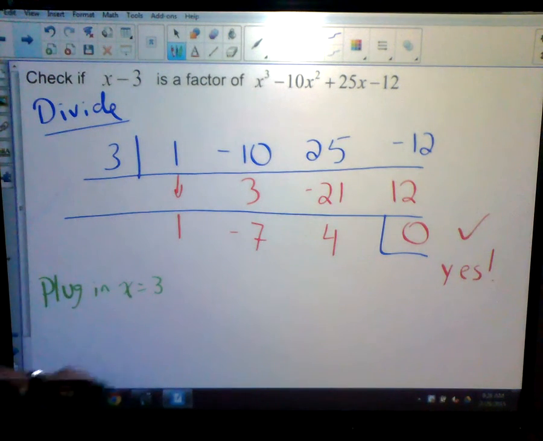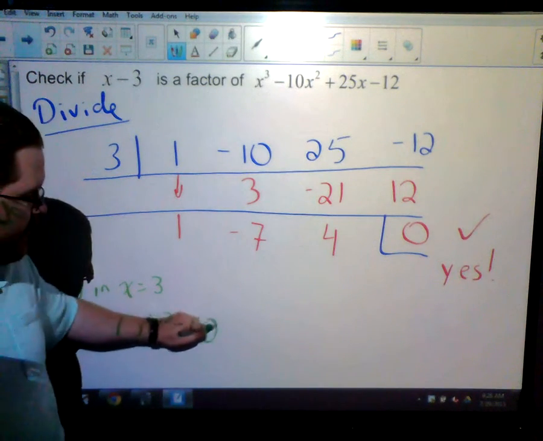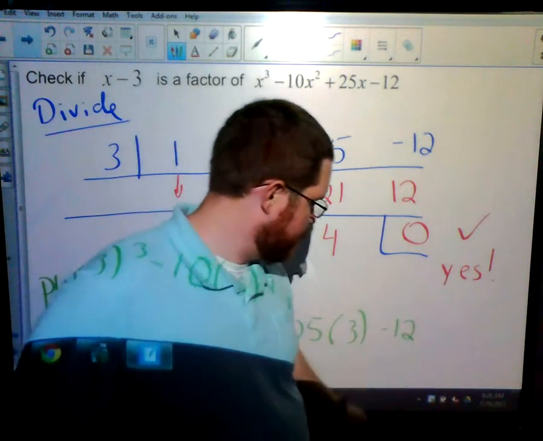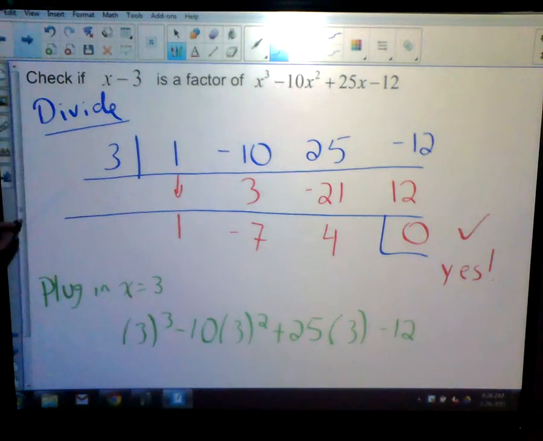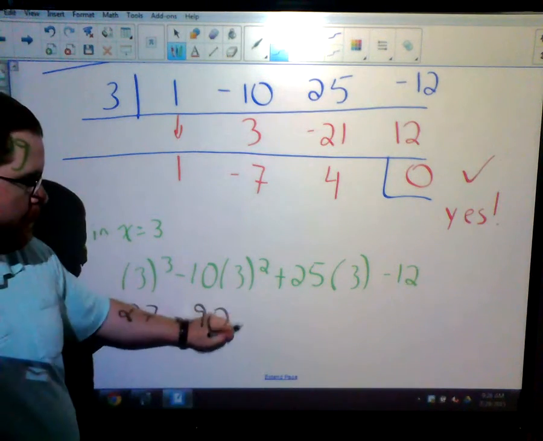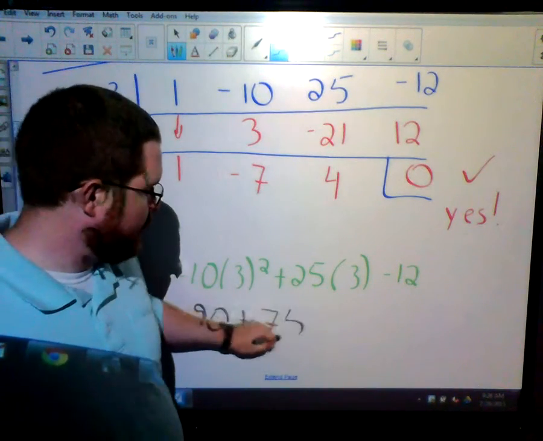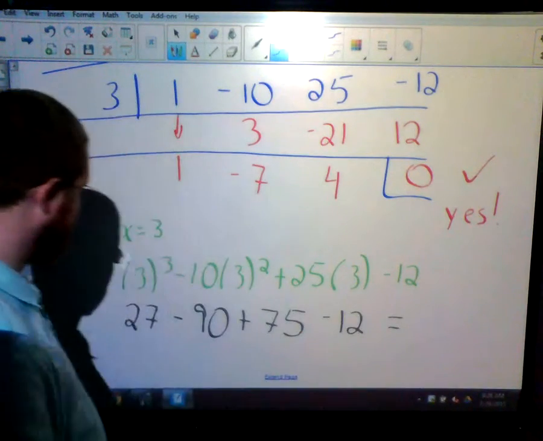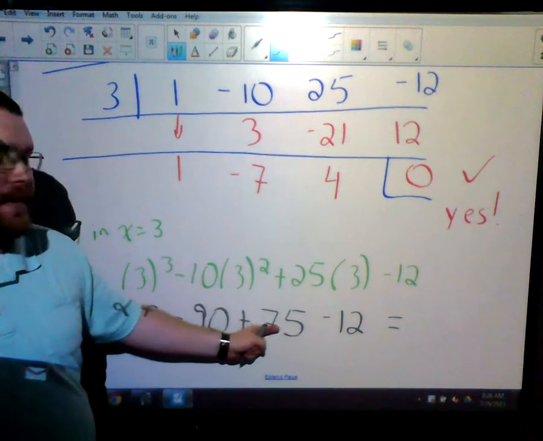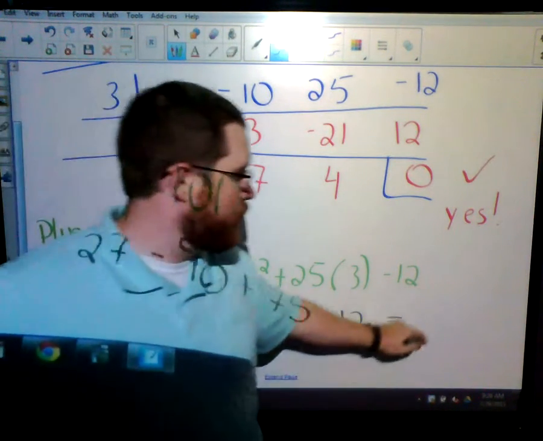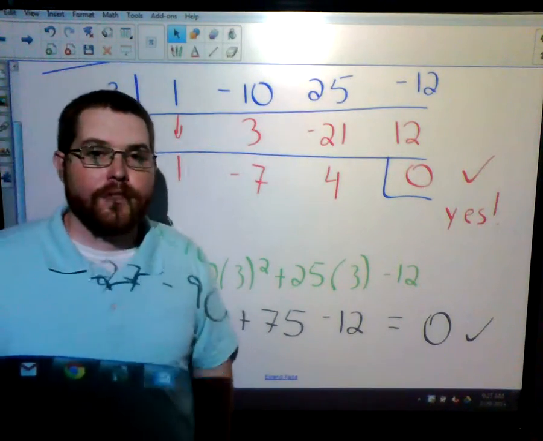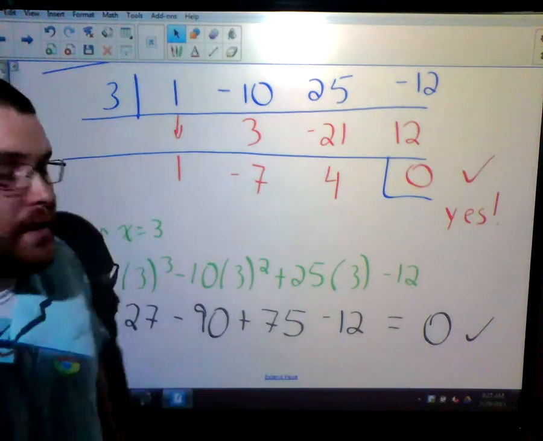If you plug in 3 into that problem, you get 3 cubed minus 10 times 3 squared plus 25 times 3 minus 12. So that's 27 minus 9 times 10 is 90 plus 25 times 3 is 75 minus 12. 27 minus 90 is negative 63 plus 75 is positive 12 minus 12 is 0. Yep, I plugged in 3 and I got 0. So yes, it's a factor. You can check it both ways. You can do division or you can plug in the 0 and see what you get.